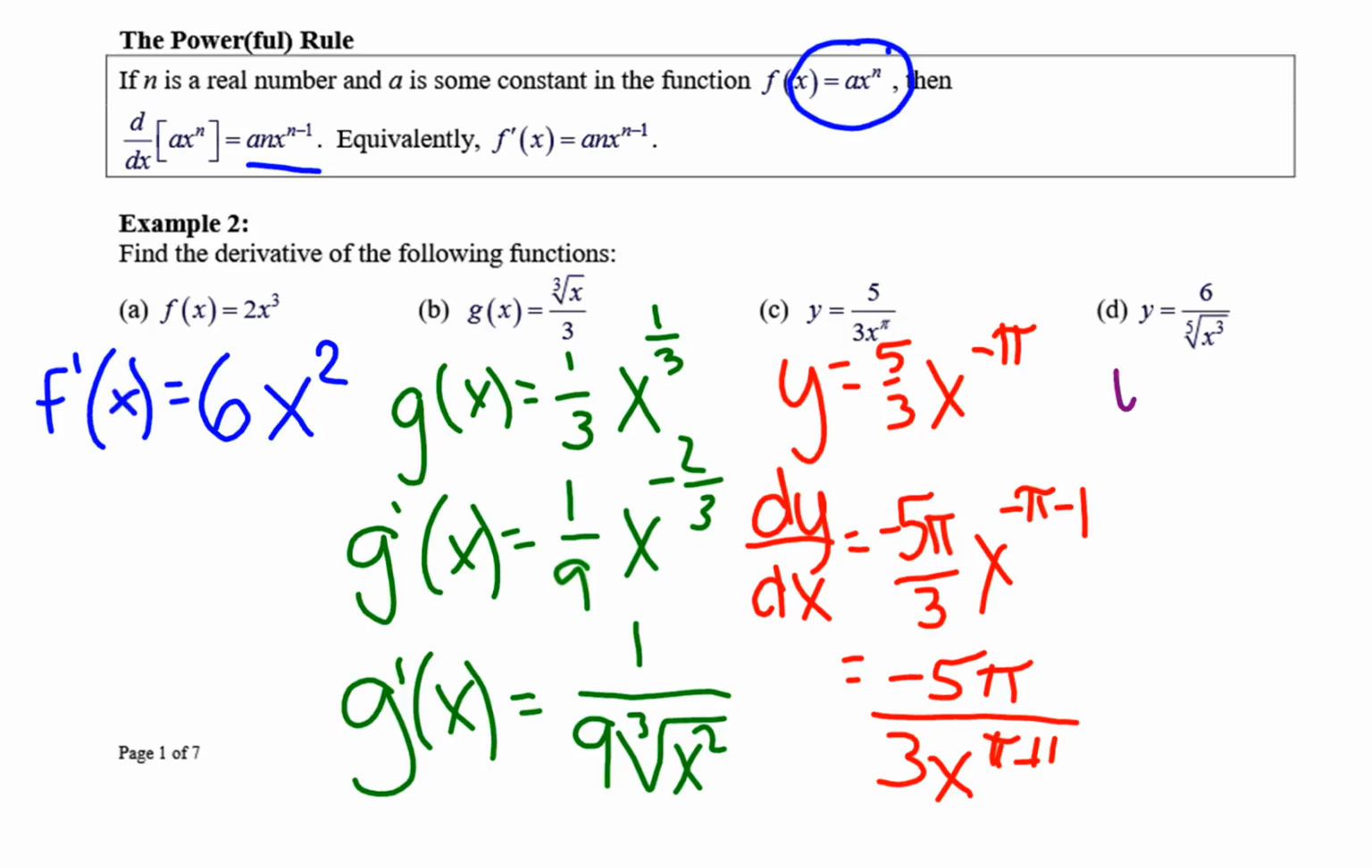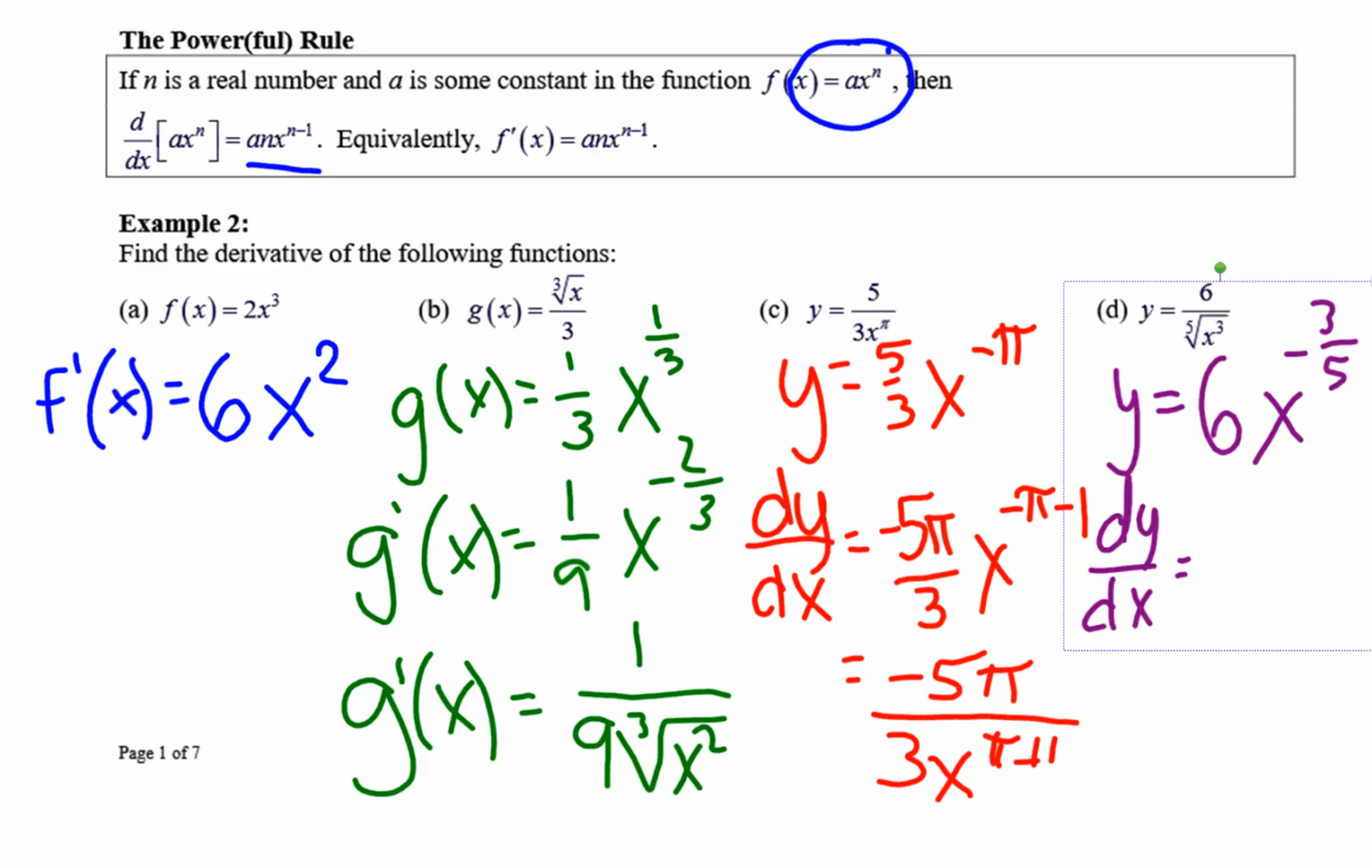And then the last one, again, rewriting is going to be very helpful for you. We have 6x to the negative 3 over 5, dy/dx. We have negative 3 fifths times 6, that's negative 18 fifths, x to the negative 8 fifths. And there you go. That's the power rule. It's pretty simple, and it's going to be very helpful.